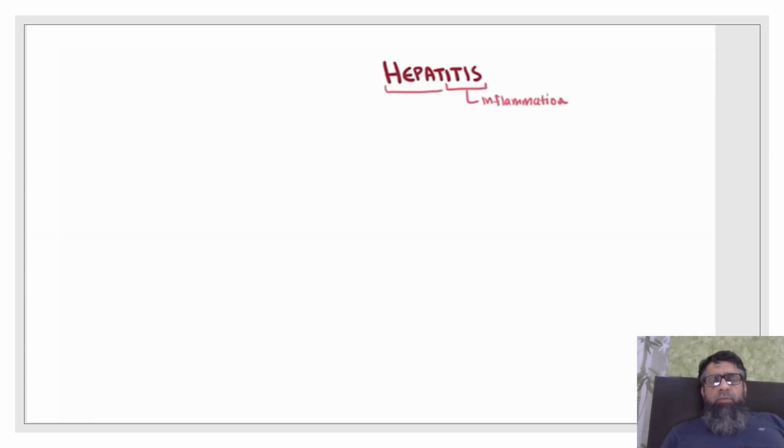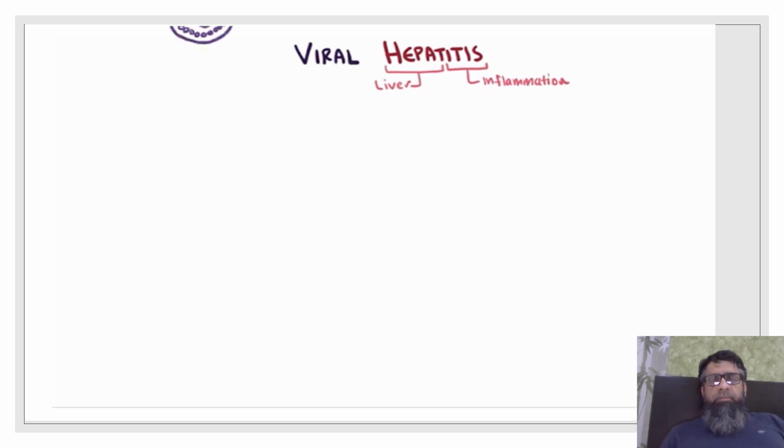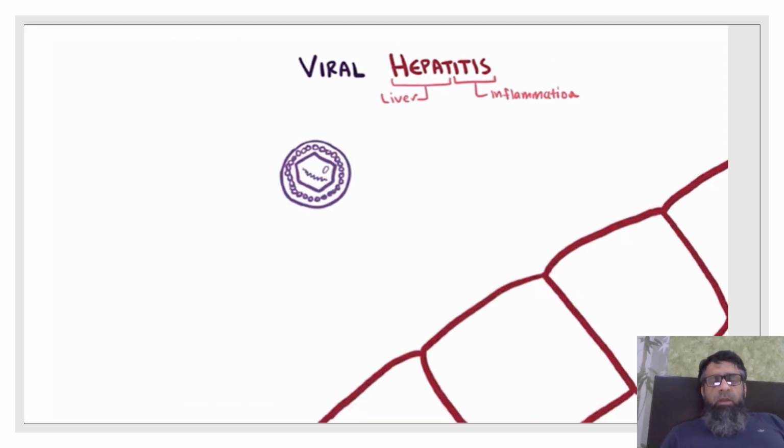So whenever you see the word titus, it means inflammation. This is a simple concept. So hepatitis means inflammation of the liver. So viral hepatitis is the inflammation of the liver caused by a virus.